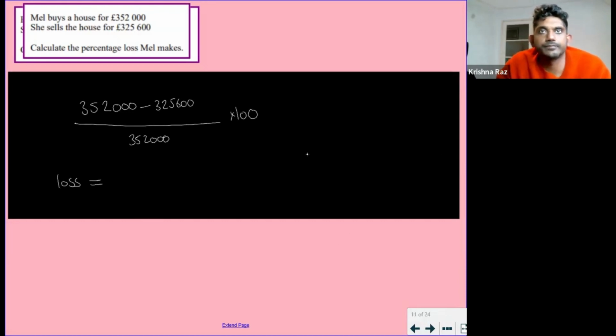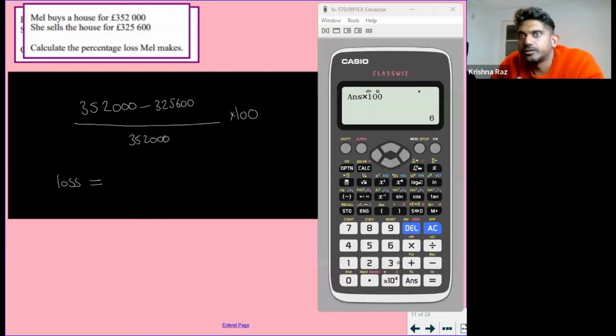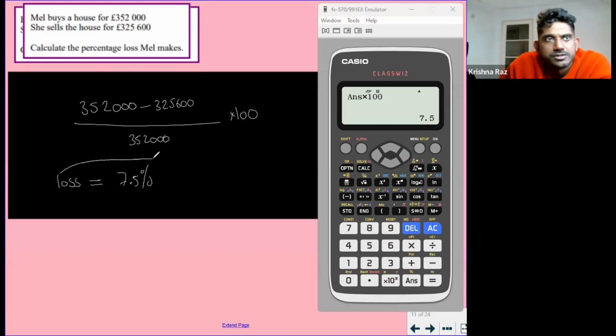So we have 352,000 minus 325,600 equals that. So she's lost 26,400. We divide that by the original, 352,000, and times that by 100, and we have 7.5%. So that was a 7.5% loss.